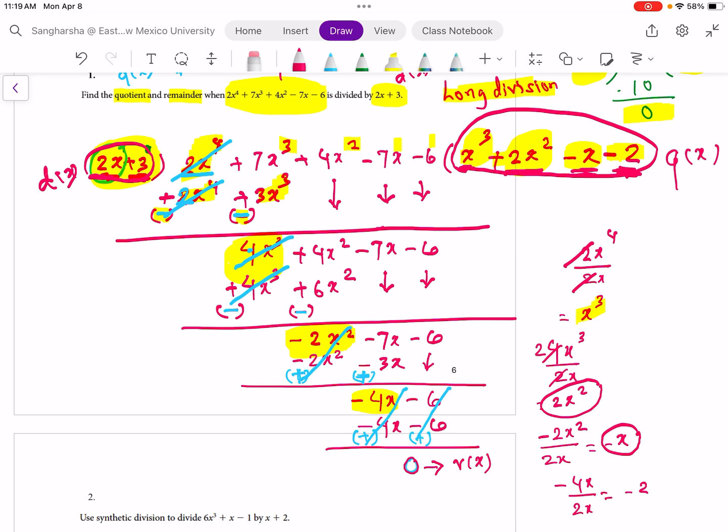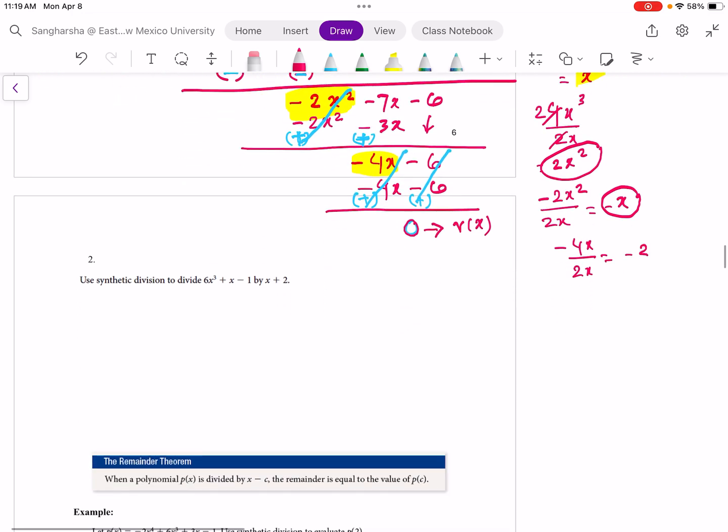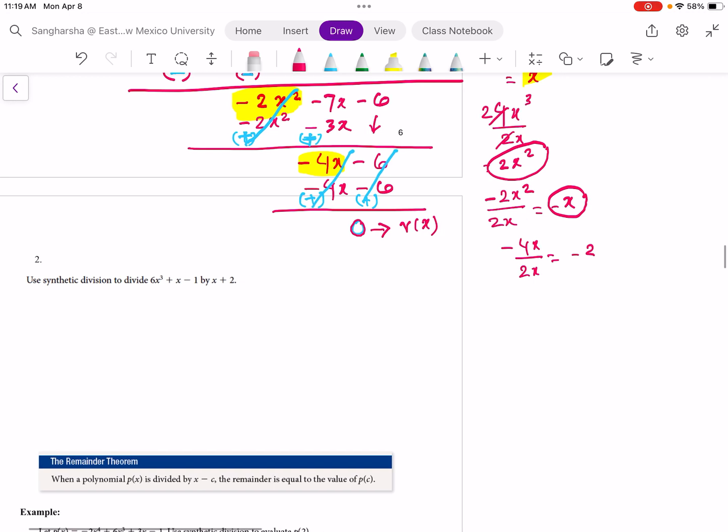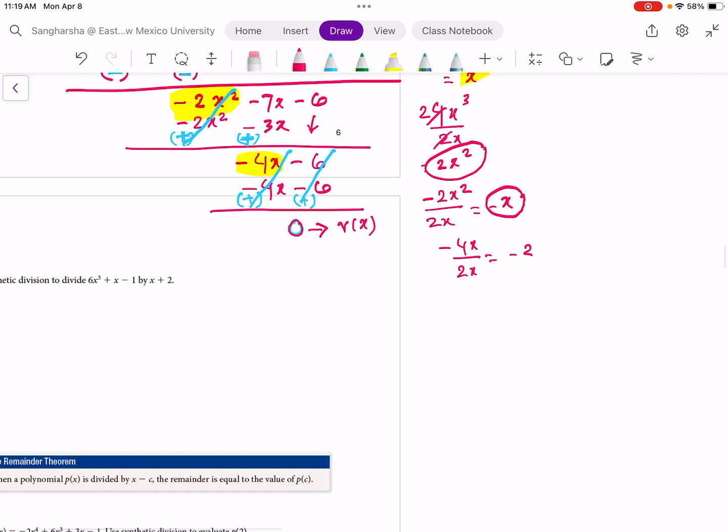Okay, let's do one more. Do you have any question here? Now let's use a similar method, long division, for example 2. For example 2 we have to use synthetic division, but before that let's use the long division.